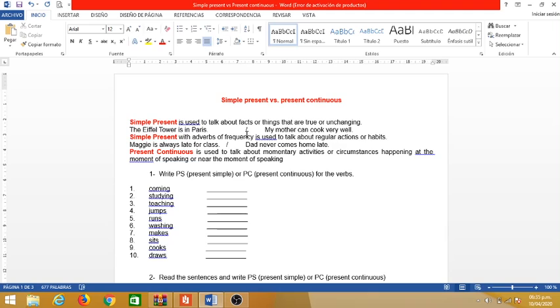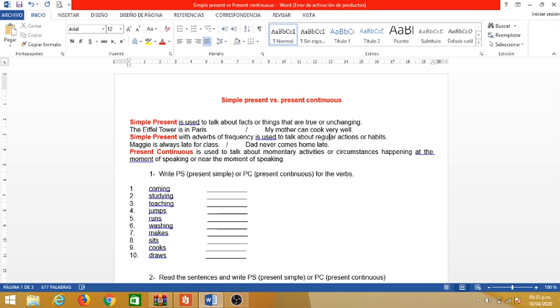And in the negative form, we use the auxiliary do or does. Do is used with I, you, we, and they, and does is used with he, she, or it. And remember that to be negative, you need the particle not, okay? And the verb remains in infinitive in this case. And in the interrogative form, you use the auxiliary do or does, again taking into account the subject, and the verb in infinitive.